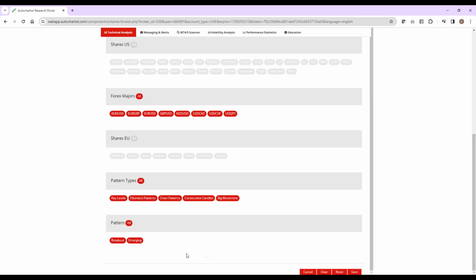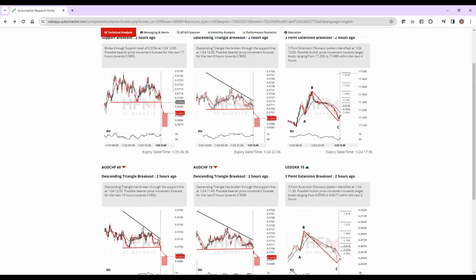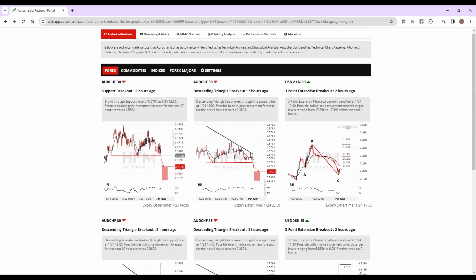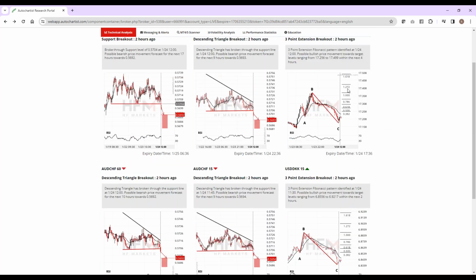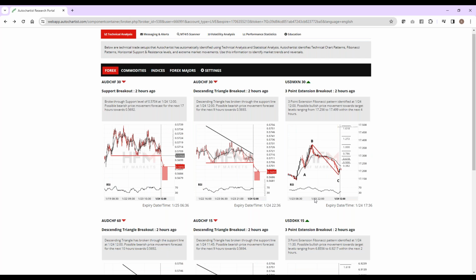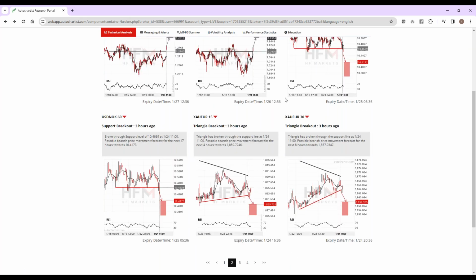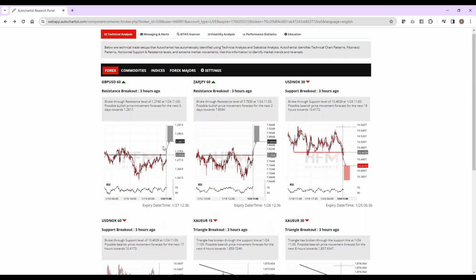I will filter a bit. I will check only breakout movements, just to see what kind of scanning we have. Okay, dollars. So we have... perfect. A lot of signals.